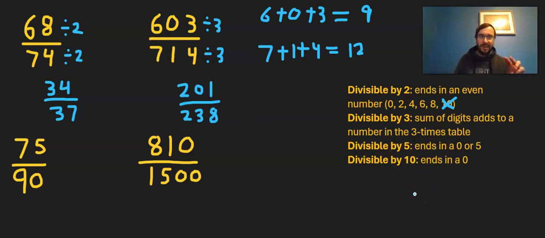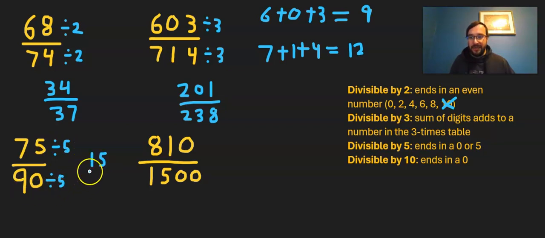Now the last two I'm going to talk about are really easy to catch. Being divisible by 5 and being divisible by 10. If a number ends in a 5 or a 0, the number is divisible by 5. So right off the bat, 75 over 90, both of those numbers end in either a 0 or a 5. So we know we can simplify these both by a factor of 5, which is really nice. 75 divided by 5 is 15.